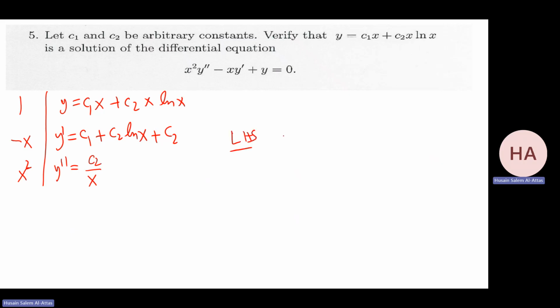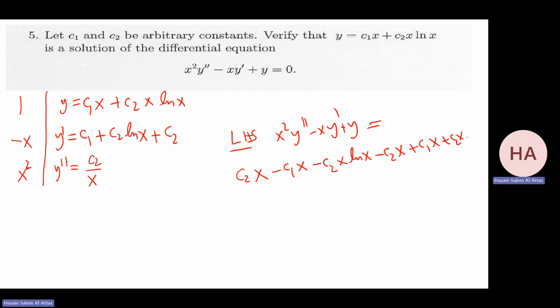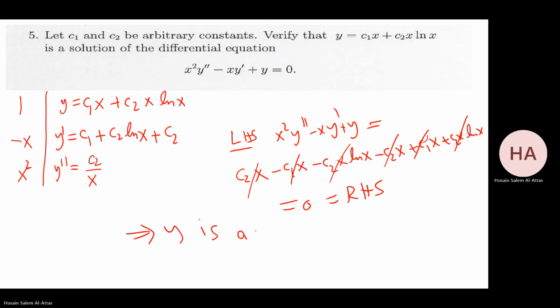So I have the left-hand side, which is this, should equal to what? c2x minus x minus c1x minus c2x ln x minus c2x plus c1x plus c2x ln x. Cancelled, cancelled, cancelled. So I'm getting 0, which is the right-hand side. So for sure, y is a solution of the differential equation. Okay.